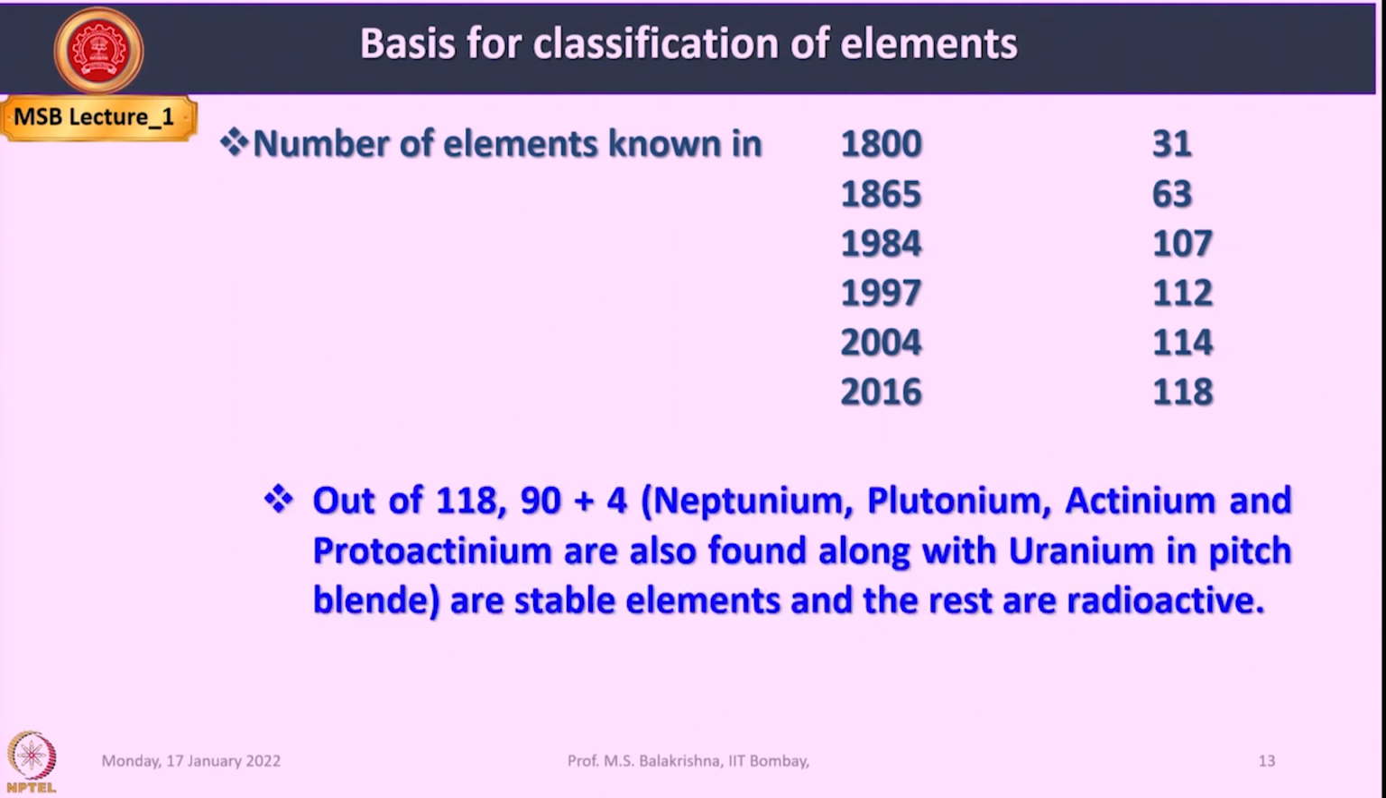Out of 118 elements we see in the modern periodic table, 94, that means 90 plus 4 including neptunium, plutonium, actinium and protactinium which are also found along with uranium in pitchblende, are natural elements, and the rest are radioactive. So, that means we have 94 natural elements and the remaining are man made.